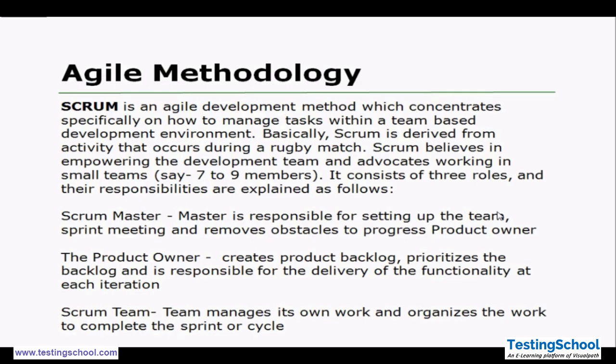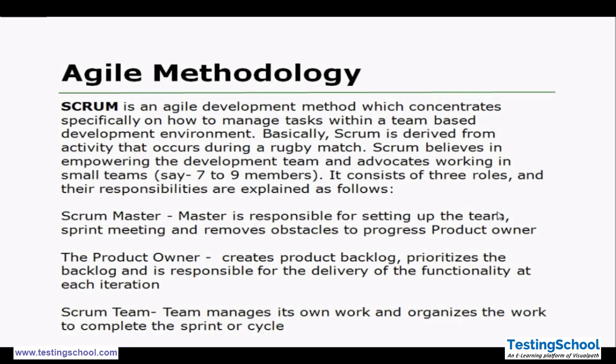The Scrum Master is responsible for setting up the team, the sprint meeting, and removing all the obstacles, like any impediments. Then we have the Product Owner. The Product Owner creates the product backlog, what we need in this particular sprint, and he is responsible for delivering the functionality to the client for each iteration. Then we have the Scrum team.